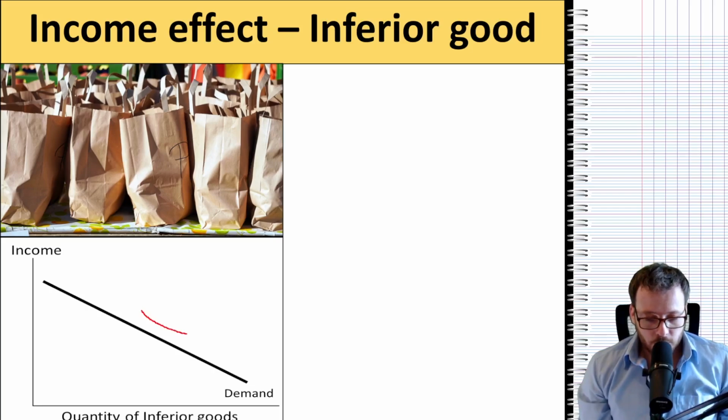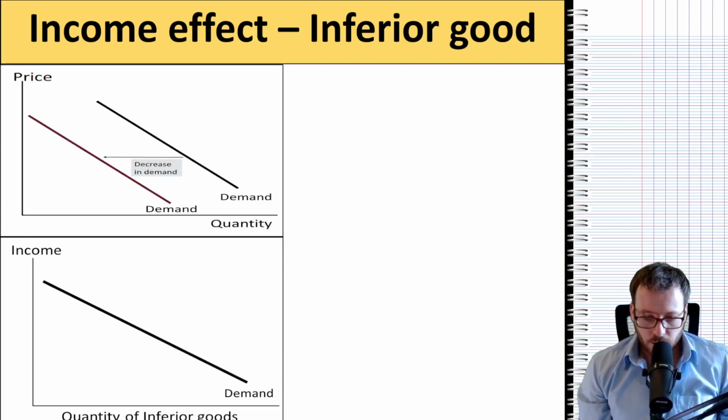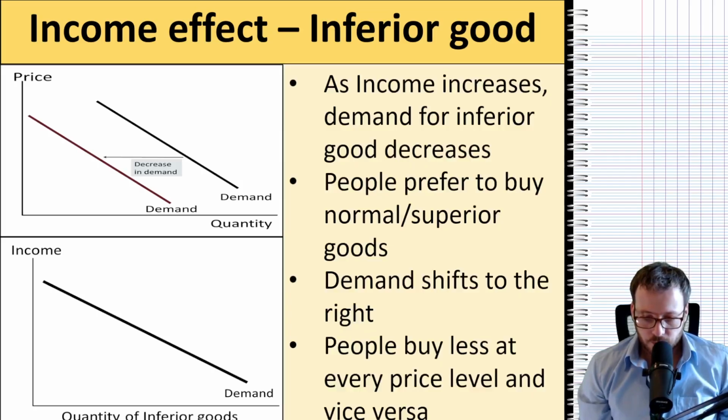On the same level, as your income goes up for low quality goods or inferior goods, you buy less. So in this case, the graph's going to look like this, where your demand decreases when you get wealthier for low quality goods like packet coffee. All right, moving forward.